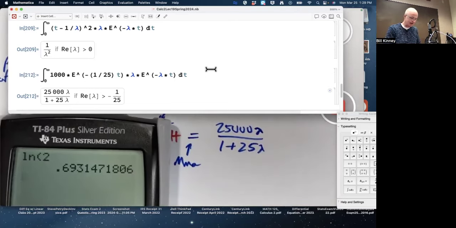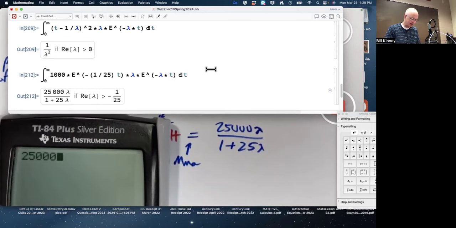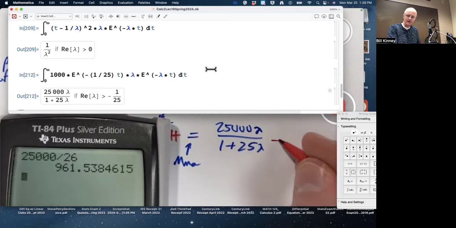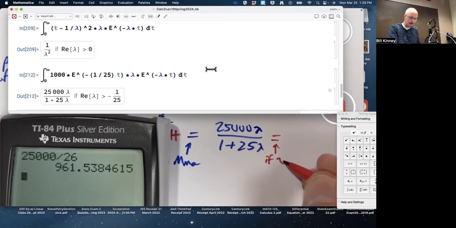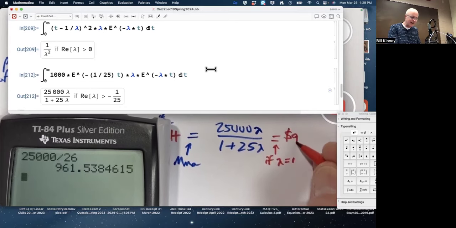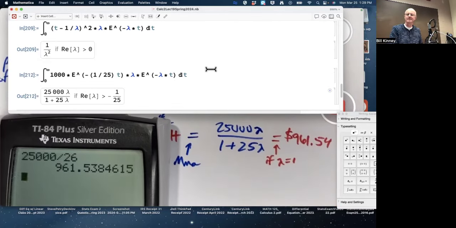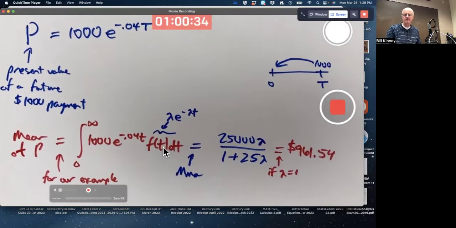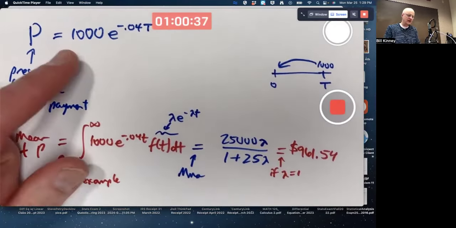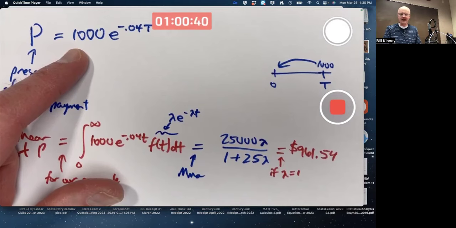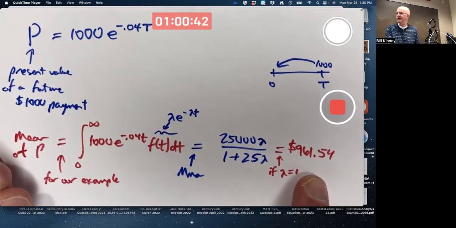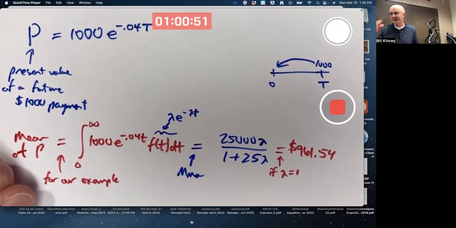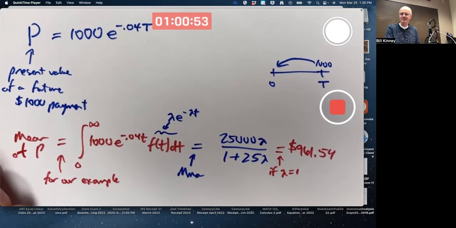If lambda is 1, it's 25,000 divided by 26, which is $961.54. If on average your refrigerators are lasting 1 year, and you got to make a $1,000 warranty payment when they die, you should invest $961.54 for every refrigerator that you are insuring. You would probably want to play it safe and invest a little bit more, but at least invest this much.